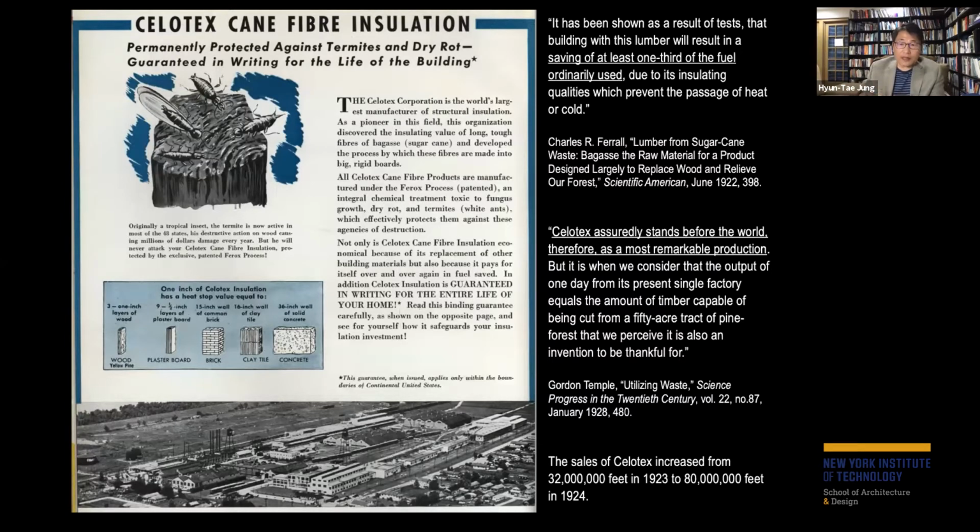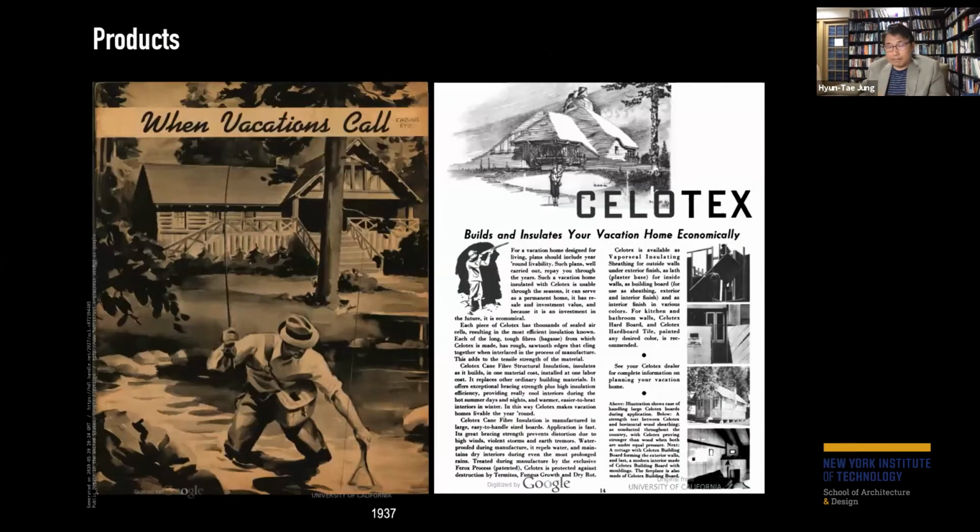And this is the factory they built in New Orleans. Sales started in 1921. By 1923, 32 million feet of this board, and then just the following year, it more than doubled quickly. And then they needed bagasse. That's why I said they studied Florida.